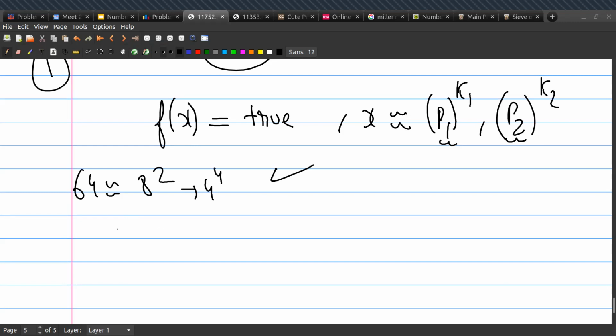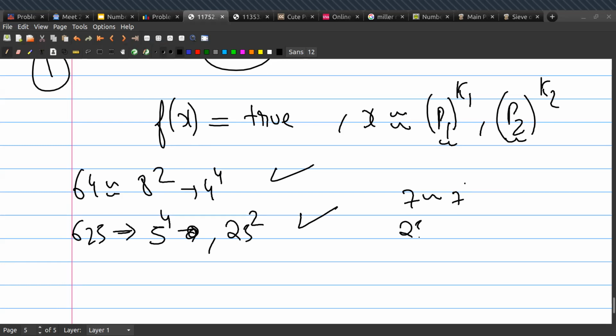One minute, 5 to the power 4. Yeah, so 625. We can express this as 5 to the power 4 and also as 25 square. So 625 is good. But 7 can be expressed only as 7. Or we can just check 25. 25 we can express as 25 to the power 1 and 5 square, but 25 to the power 1 is not valid, like we need a power greater than 1. So 25 can be expressed as only 5 square, and 7 has no valid arrangement.